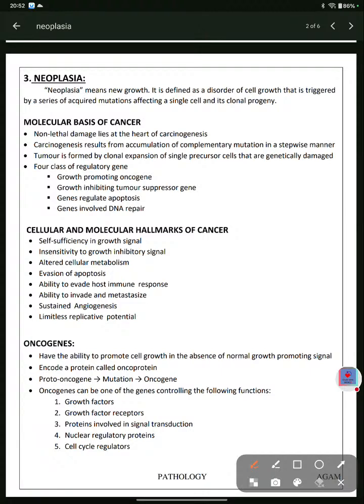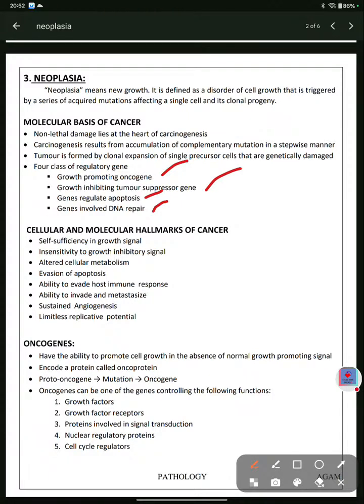Tumor is formed by clonal expansion of cells that are genetically damaged. Four classes of regulatory genes: growth promoting genes, growth inhibiting tumor suppressor genes, genes that regulate apoptosis, and genes involved in DNA repair.